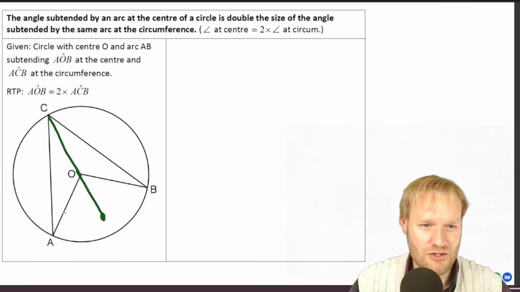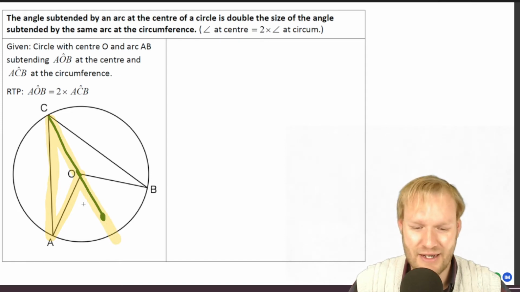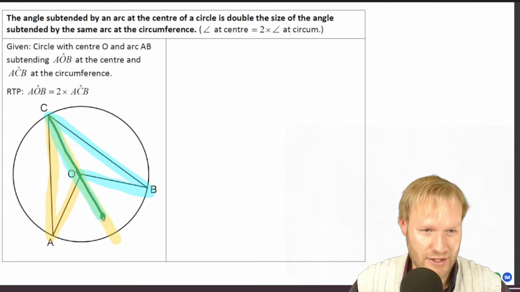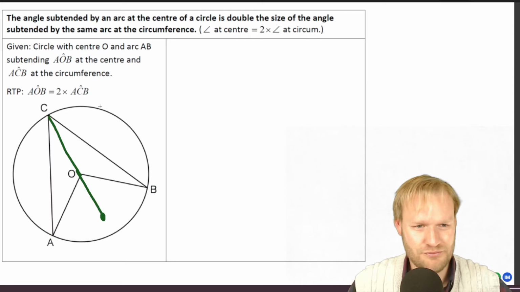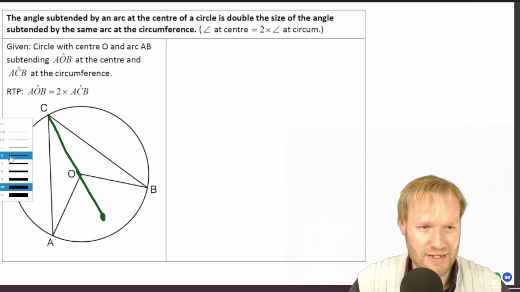In this triangle on the left, we've got an exterior angle of the triangle, and that's what we're going to use. And we're going to do the same thing on the other side, where we've got this triangle, extending and using this exterior angle of the triangle. So that's the idea. Let's run through it as we go.